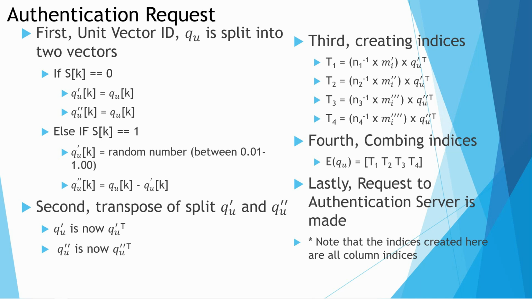Second, we transpose the 2 new split vectors, Q_U and Q'_U, into Q_U^T and Q'_U^T. Third, we encrypt the ID using the following formulas below, creating 4 indices, T1, T2, T3, T4. Fourth, all 4 of those indices are combined into 1. And lastly, a request to the authentication server is made. Note that the indices created here are all column indices.